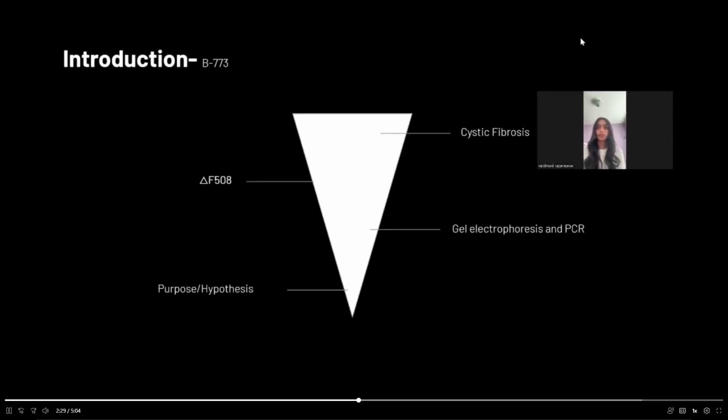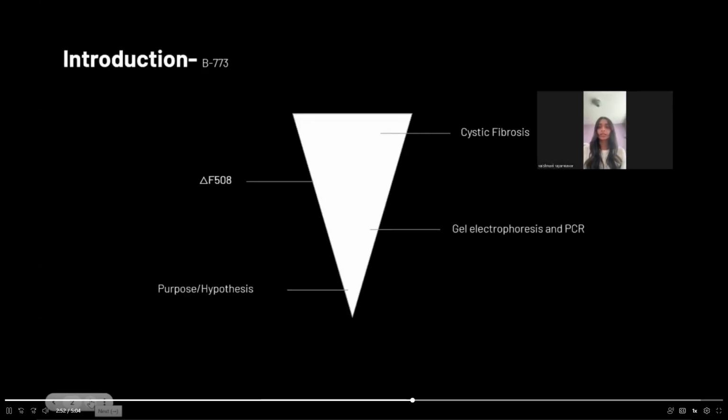The purpose of our study was to create primers to successfully detect the delta F508 mutation in cystic fibrosis. The delta F508 mutation is the most common mutation in cystic fibrosis, and it's very important that there is a reliable diagnostic to test for this mutation.